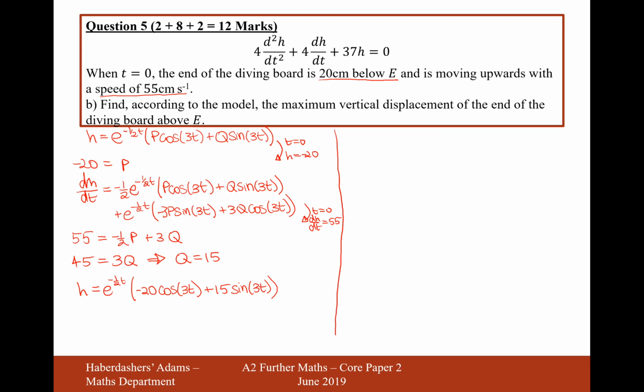Right, okay, so that's our equation, and now we need to answer this question here. Find, according to the model, the maximum vertical displacement of the end of the diving board above E. So this is going to be when dh by dt equals 0, because that will be when it has its maximum height, because it won't be going up anymore. So therefore we need to work out what dh by dt is equal to. And actually we've already got a good amount of dh by dt in this bit here.